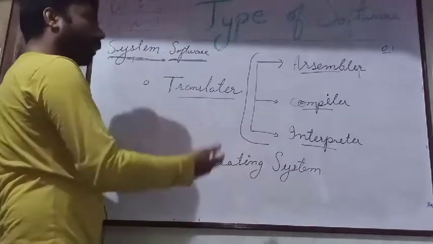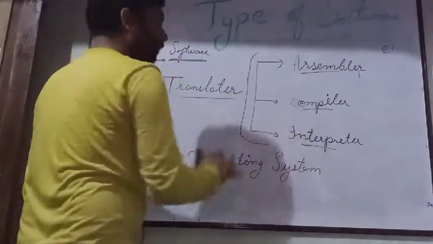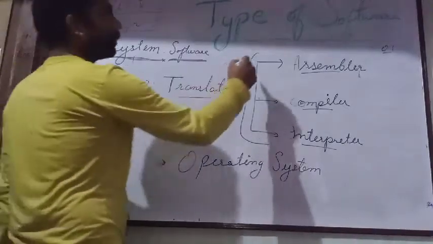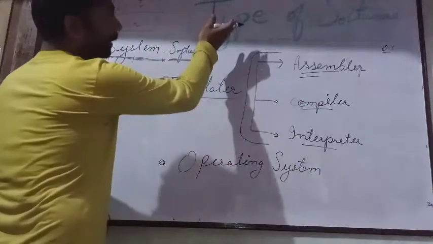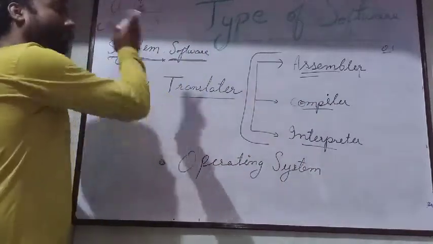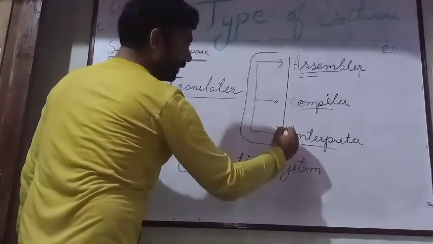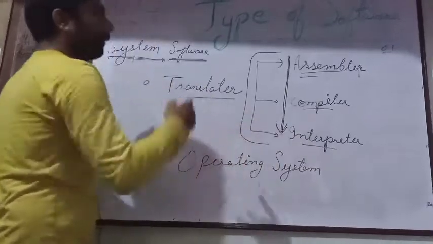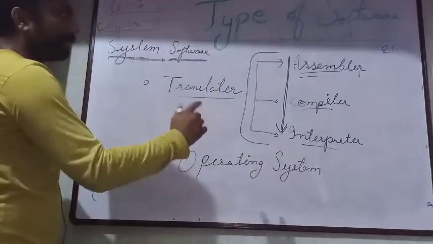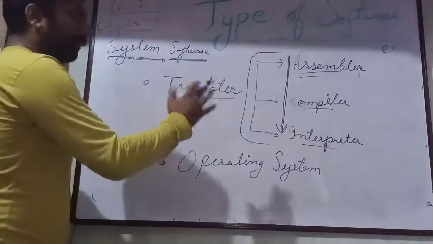But I'm not saying that all are working together in your computer. It depends on the program, on the language which you are using. From the earlier time till now, it has been developed in this sequence: from assembler, then after that the compiler came, and then after that the interpreter came. So what are the languages in this, and what are the differences between them?